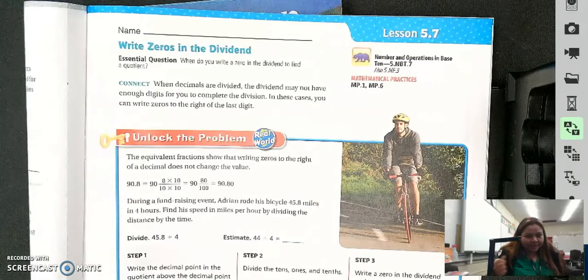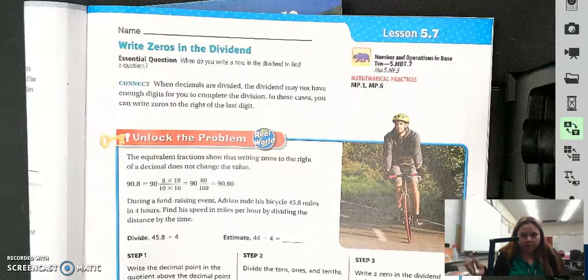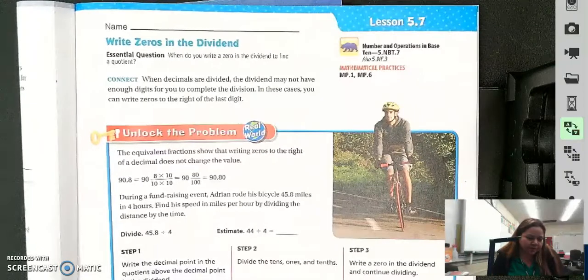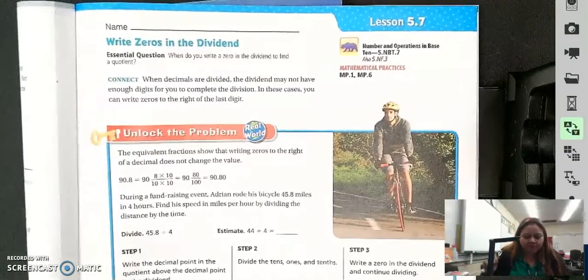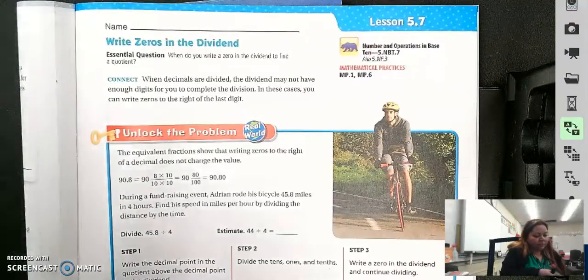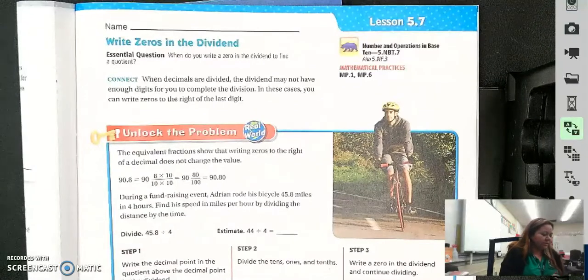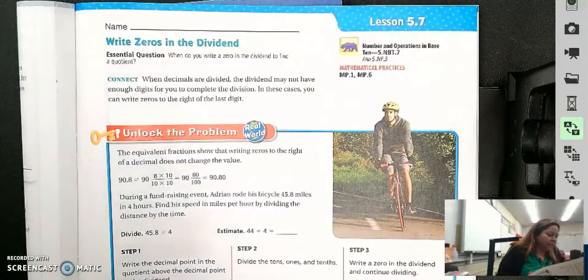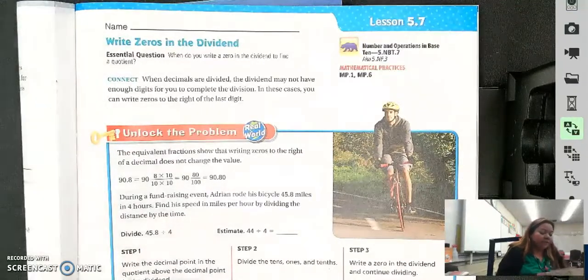Alright, hello class. You should be at a center at this time, and I'm going to show you lesson 5.7. Lesson 5.7 is about writing zeros in the dividend. So the objective of this lesson is we will write a zero in the dividend to find a quotient.